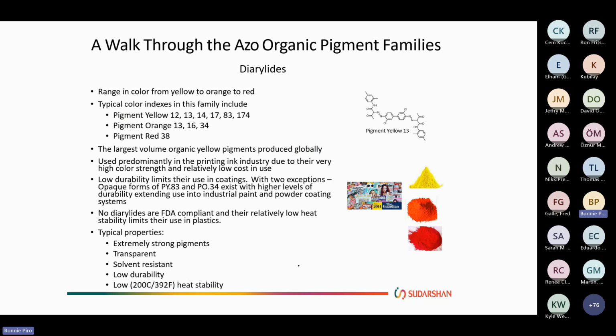Diarylides, so these are azo, so they're going to have two of those azo nitrogen double bonds in the structure. This is a very large category of azo pigments. In the yellow space, some very important ones are yellow 12, 13, 14, 17, and 83. In the orange space, a very important one is the orange 34, and there are some in the red space as well. So it does cover a number of color spaces with some important areas.